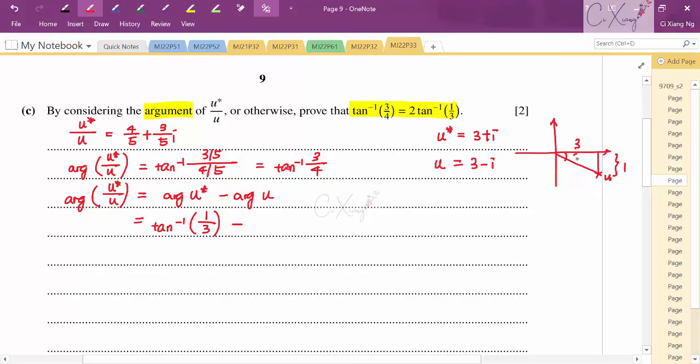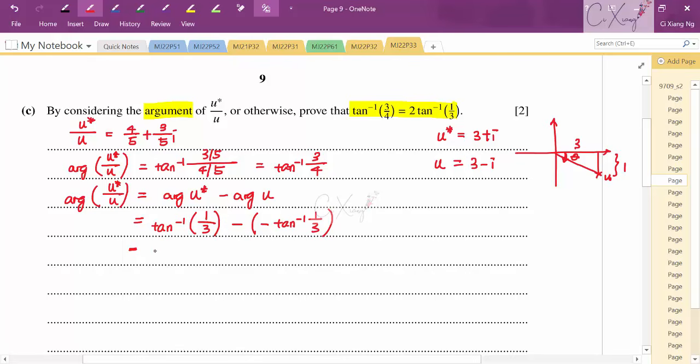Okay, so to get the theta, it should be equal to negative tangent inverse 1 over 3. Why is it negative? Because we are measuring it in the opposite direction, in the clockwise direction. Therefore I should put a negative in front of the theta. And if you look at the triangle here, tangent theta is 1 over 3. Therefore you have 1 over 3 here.